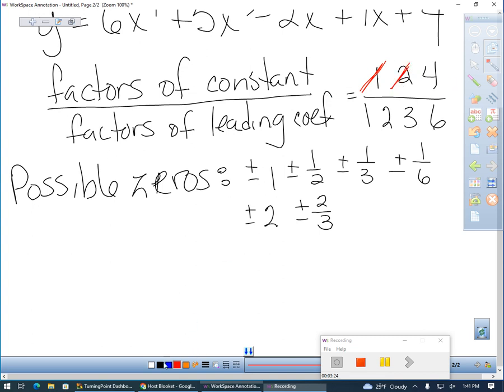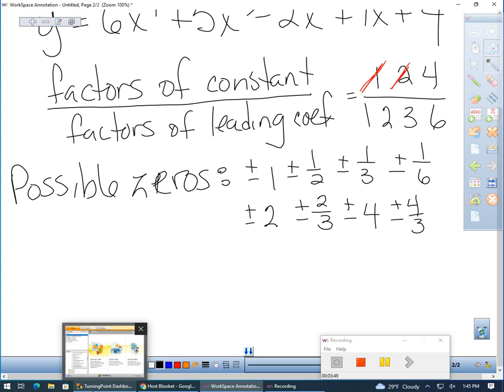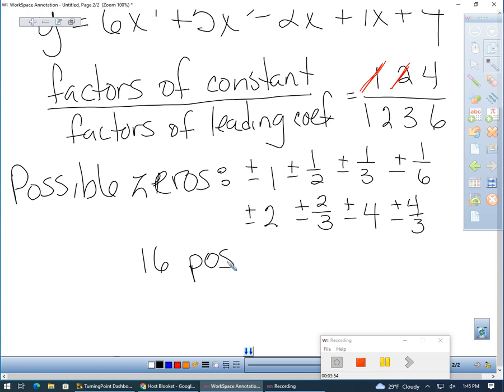I've got to go to 4. And again, all my combinations, 4 over 1, or plus and minus 4. Then I go 4 over 2, which is 2. I already have that. 4 over 3, so plus and minus 4/3. And then 4 over 6, which is 2/3, and I already have that. So right now we have 2, 4, 6, 8, 10, 12, 14, 16 possible zeros. Does everybody agree with that statement? Okay, so 16 possible.